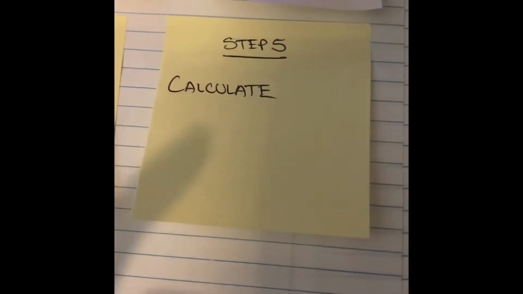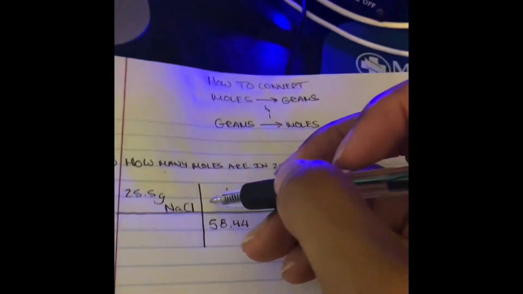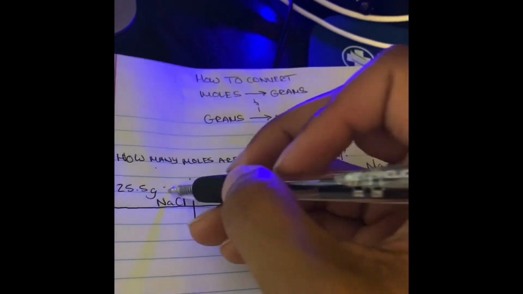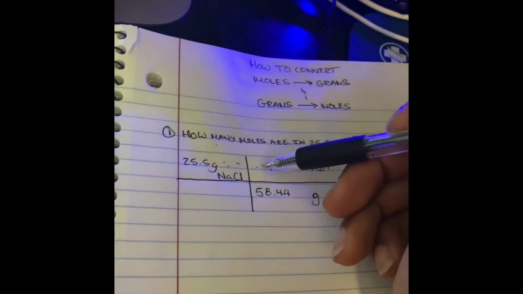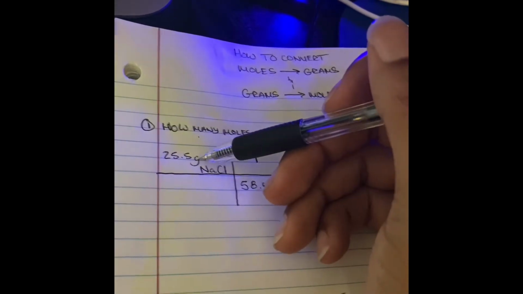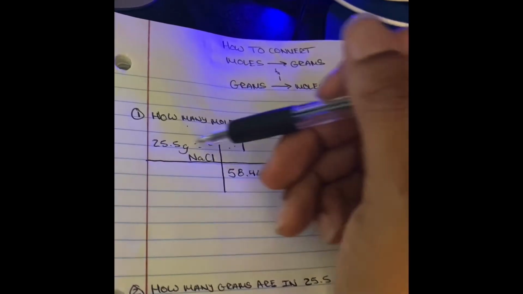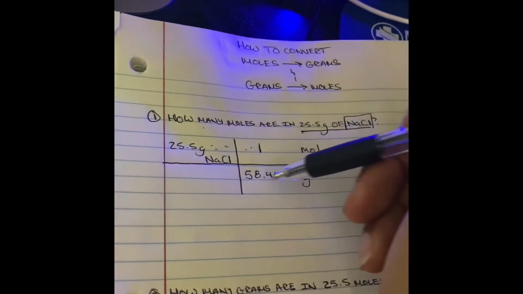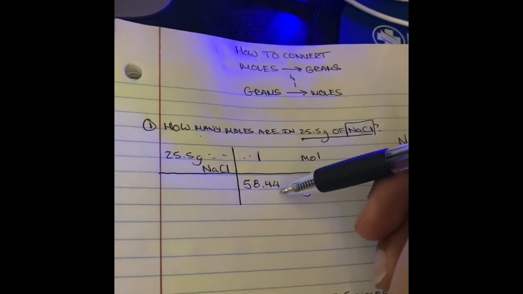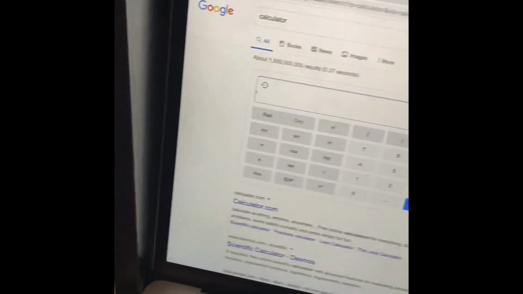Fantastic. And last but not least, the last step is to calculate. Calculating is very, very easy. All you have to do is either multiply or divide. If they're right next to each other like these two are, you're going to multiply those. So 25.5 times 1 is obviously the same thing, 25.5. So you're going to take that total, 25.5, and divide it by the bottom, 58.44.